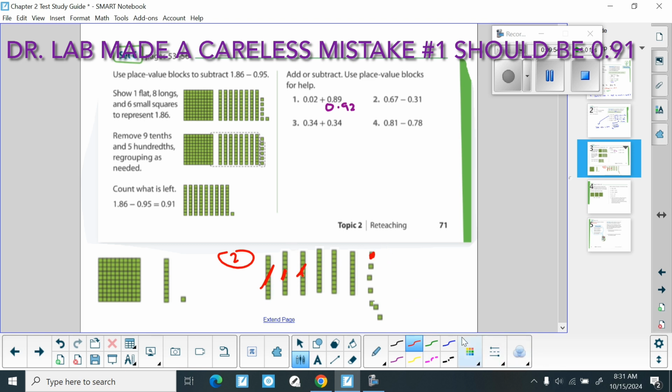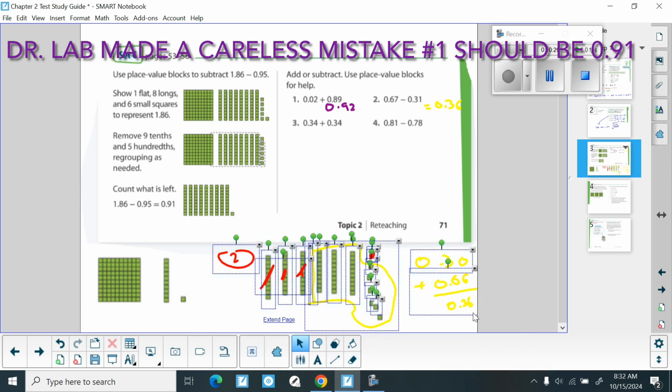What does that leave me with? I will circle that in yellow. It's kind of hard to see. What does that leave me with? It leaves me with 1, 2, 3 tenths, so 30 hundredths, or 3 tenths. 31, 32, 33, 34, 35, 36. So 6 more hundredths, or 36 hundredths. So the answer to this is 0.36.